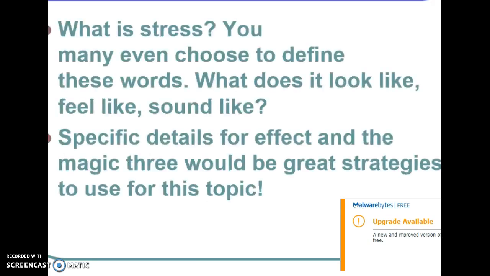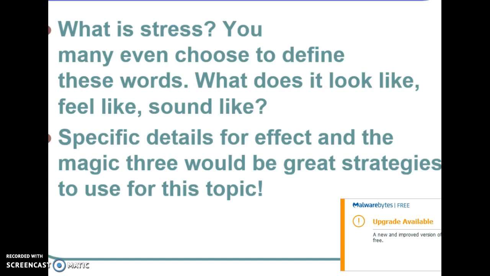Next step. This is where you're going to introduce your topic. So if you found some information about what stress is, this is probably where you want to include it. Explain what stress is and introduce that topic. So maybe you want to define stress. Maybe you might want to explain what it looks like, what it feels like. Put some specific details for effect in there. Those would be some great ways to get your smiley face tricks in right in the beginning.